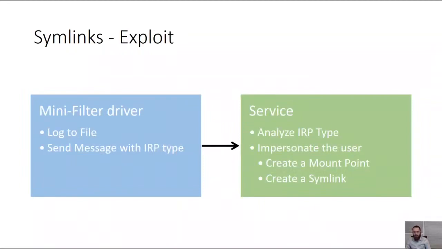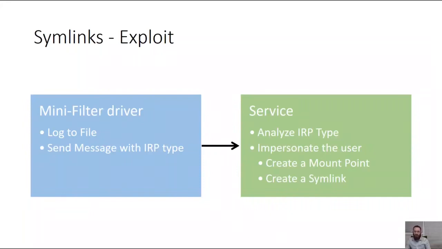To help the driver, I created a local service that implements either DLL hijacking or a symlink attack. The minifilter driver sends to the service the IRP type we got. This is important because the way we try to exploit arbitrary create file is different than arbitrary delete. The target path should be different also.